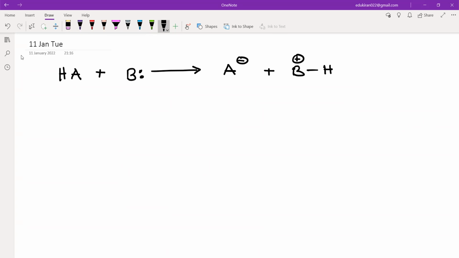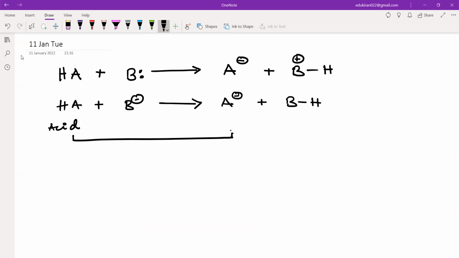It will increase. So let us say, imagine if we have HA plus B negative, then it will become A negative, and the B will become BH with a 0. So again, this is also an increment, right? From negative to 0, it is also an increment. From neutral to positive, this is also an increment. So generally speaking, there will be an increase in the oxidation state of the base. There will be a decrease in the oxidation state of the acid. This is our acid. It will get converted into, this is conjugate base. Okay, this is conjugate base.